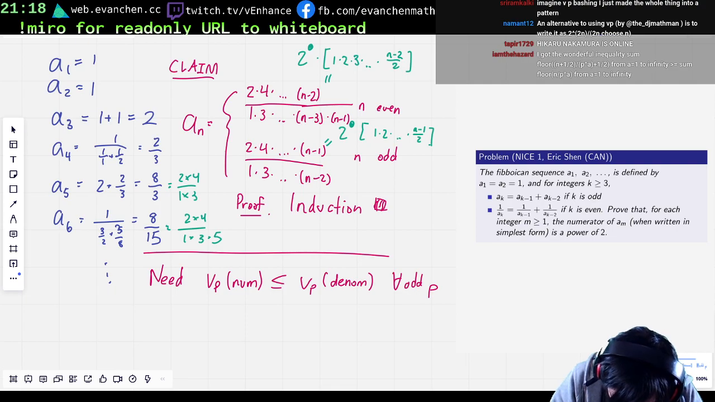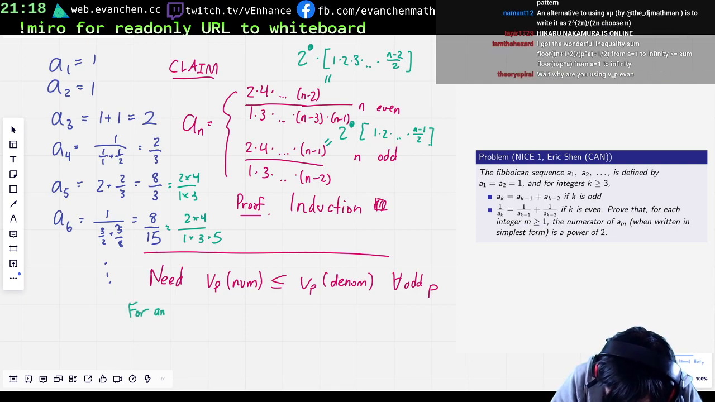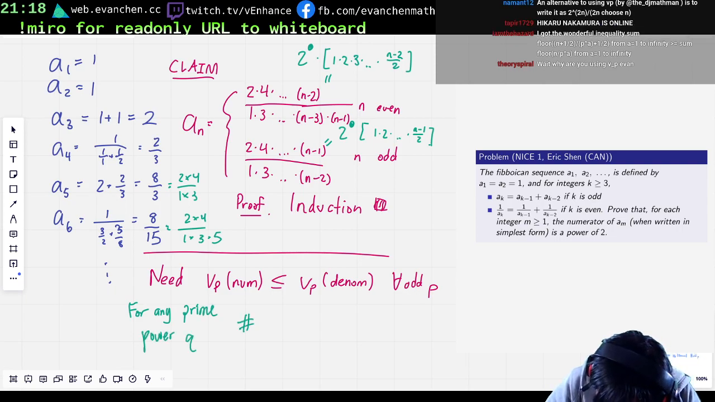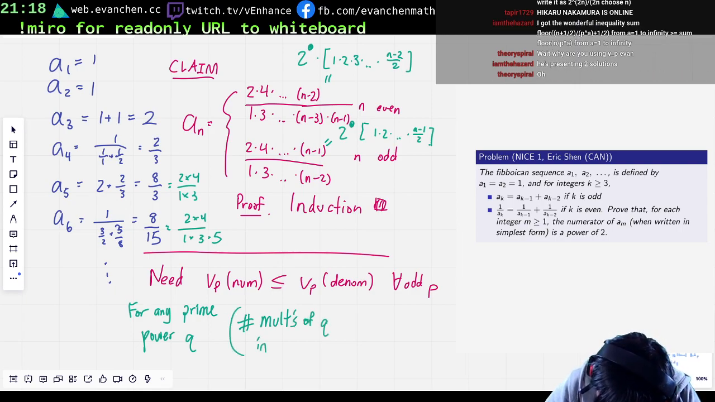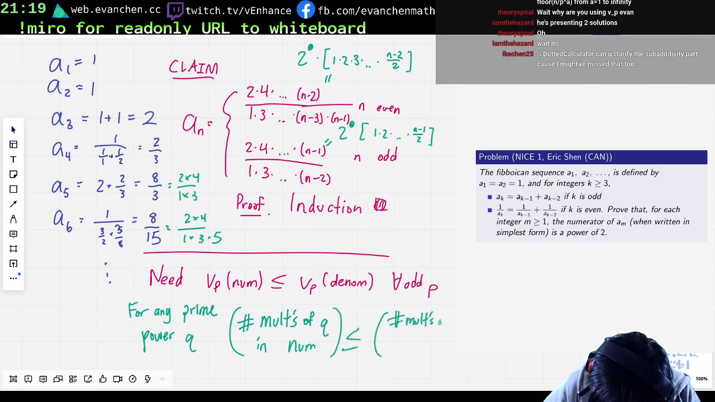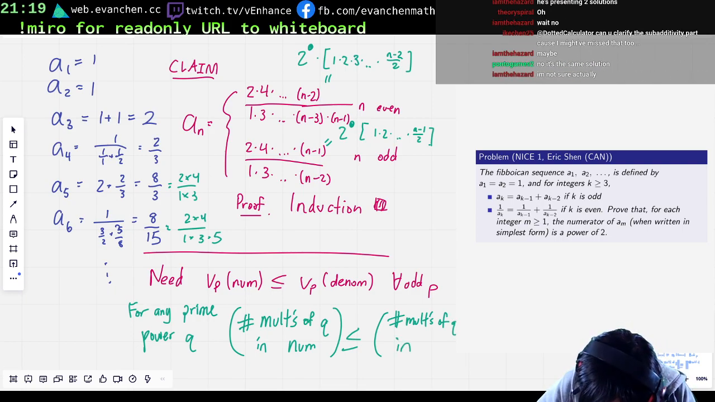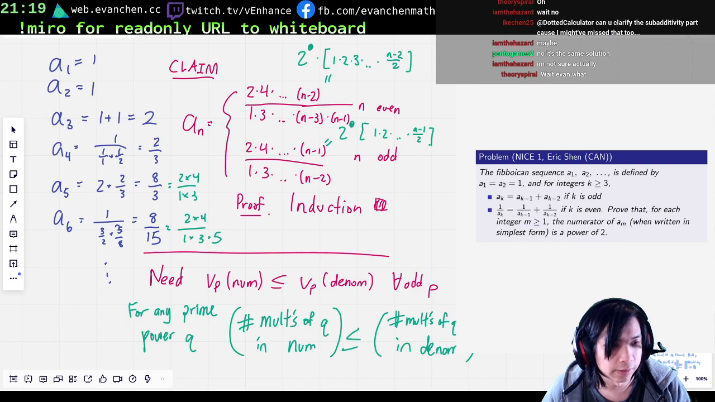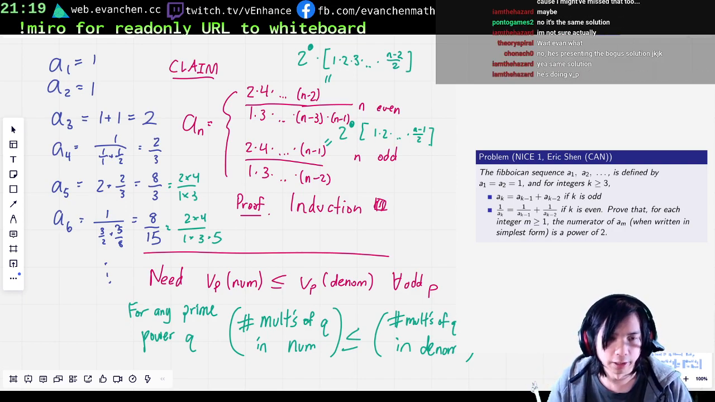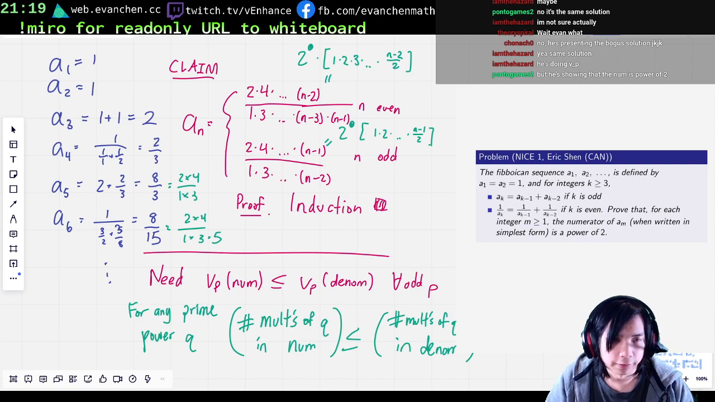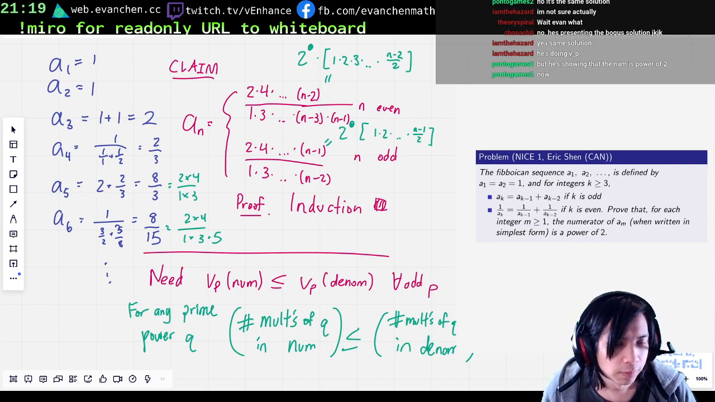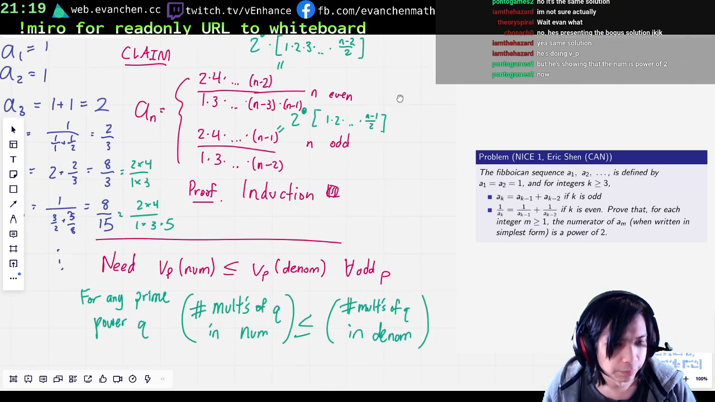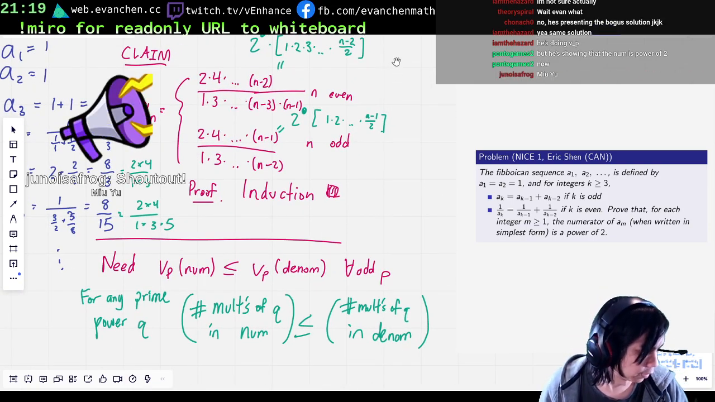So claim: for any prime power q, the number of multiples of q in the numerator is less than or equal to the number of multiples of q in the denominator. And that's because in the denominator, the first multiple of q appears earlier, but after that, everything is spaced out exactly by q. Okay, so that will prove it. And yeah, that just works.